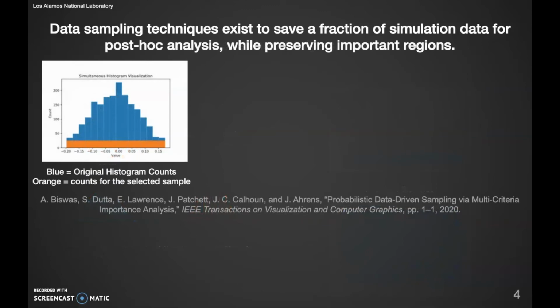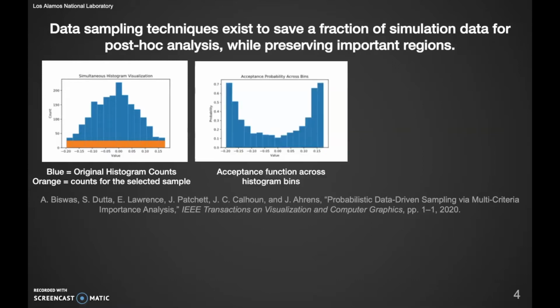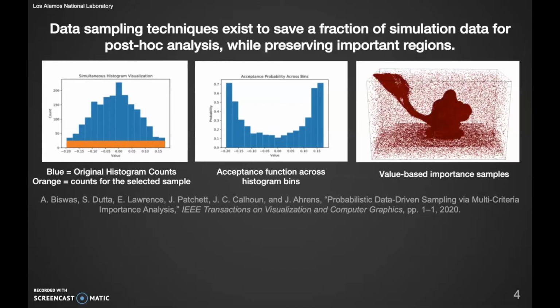There exist some sophisticated data sampling techniques that target important regions of a dataset. For example, this method utilizes data value histograms to create an acceptance function. This works on the notion that rare data values are of more importance to the user, thus they are given a higher probability of being sampled. This figure shows that unlike the random sampling approach, the samples are being clustered around the region of interest. Thus, we can increase the quality in this area.